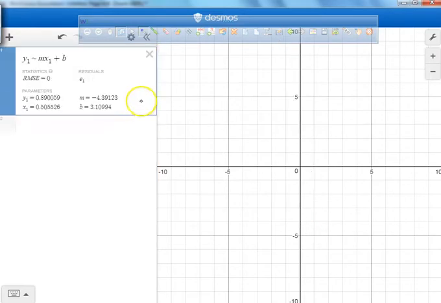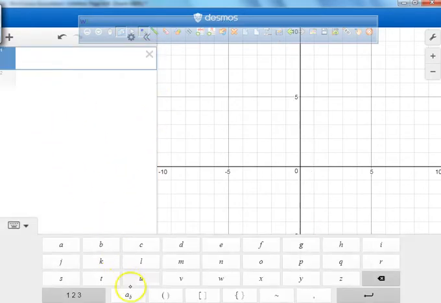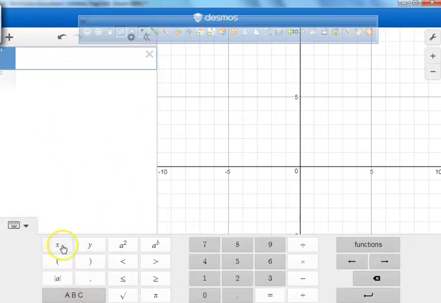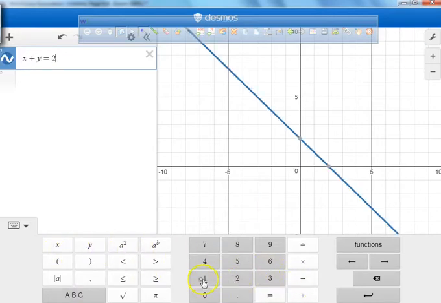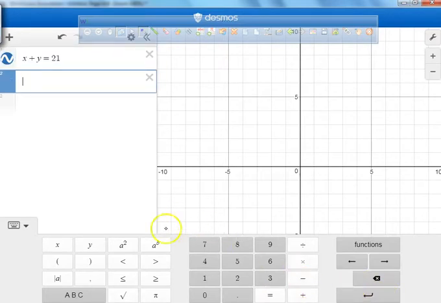Alright, so I'm going to clear this out. I want you to type in X plus Y equals 21. Press enter. And the other one we're going to type in 8.5X plus 2.75Y. And what does that equal a total of? 132.5. Now, do you see anything on that screen right there?